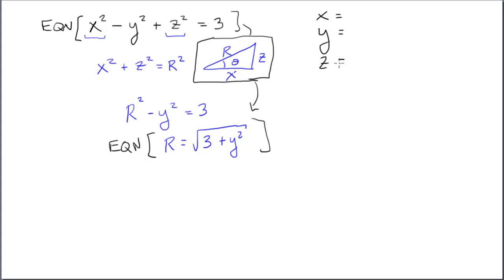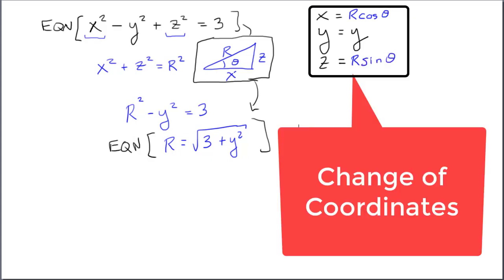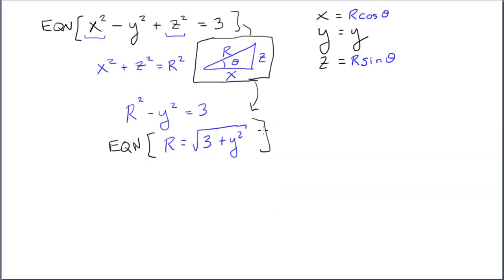So my change of coordinates, y is still y, x is r cosine theta, and z is r sine theta. This is the change of coordinates. Now I can substitute the equation into the change of coordinates to reduce the number of variables. This is parameterizing.